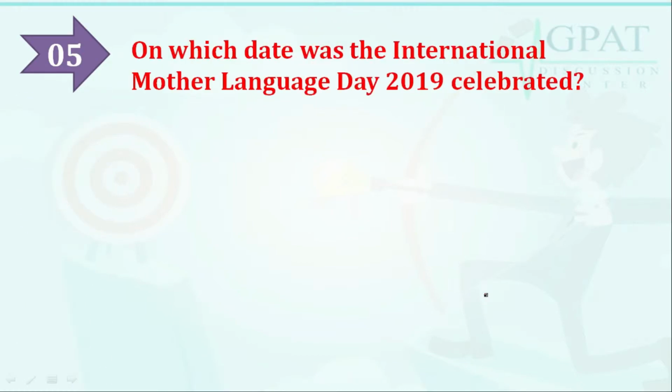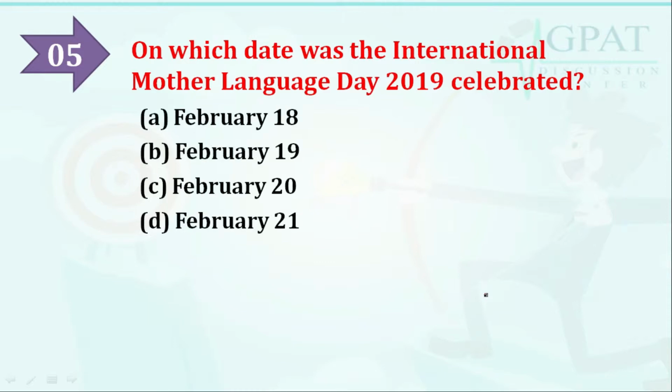On which date was International Mother Language Day 2019 celebrated? And the options are: option A February 18, option B February 19, option C February 20, option D February 21. So which is the correct answer, on which date was International Mother Language Day celebrated? So the correct answer is February 21.